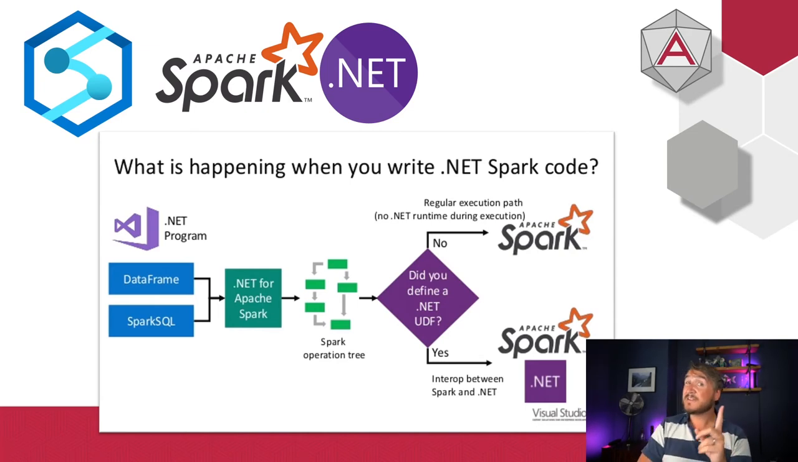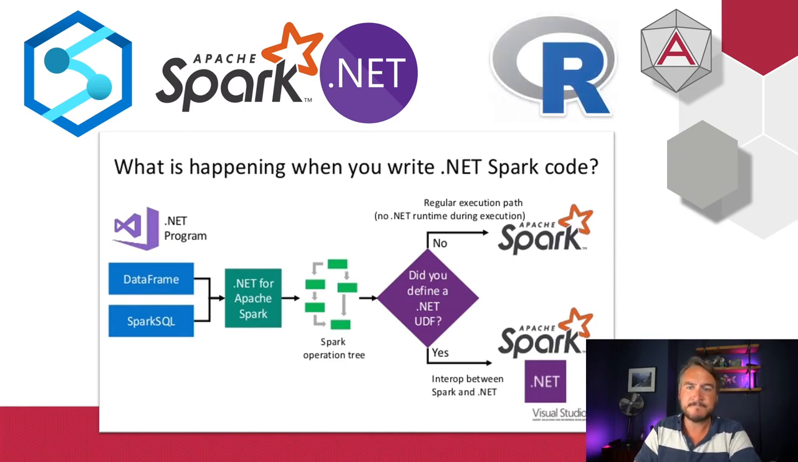Now, UDFs. If it's not a Spark job and I've got another library that I want to use to build a manual user-defined function, that's the bit that, if you're doing Python or R, runs slowly. And there are some optimizations. They have made that go quite quick for C Sharp. It's still not as fast as just doing straight Spark jobs.